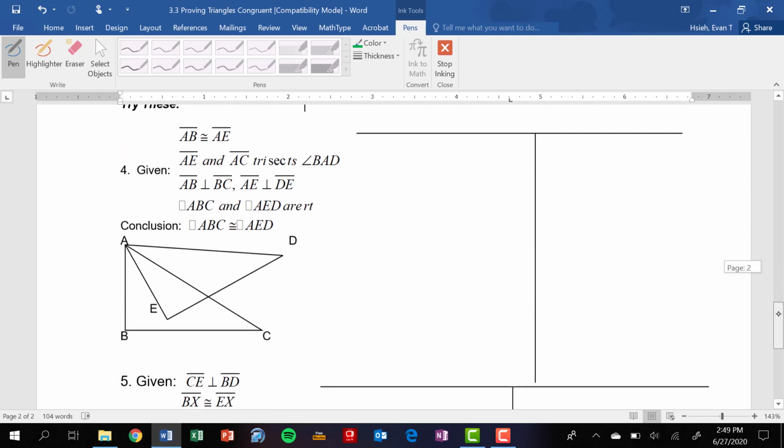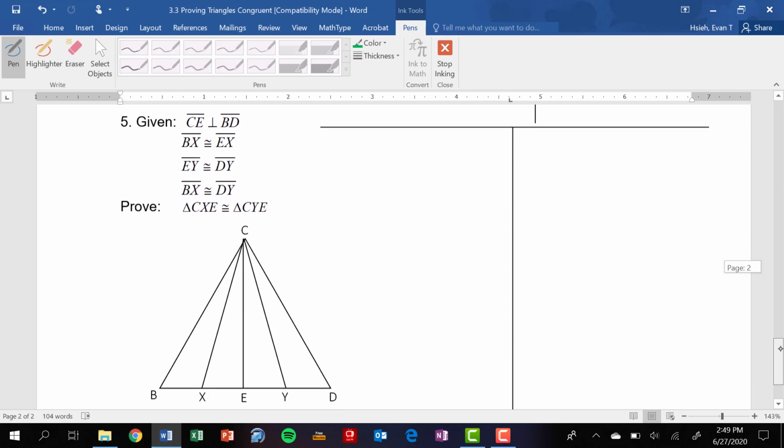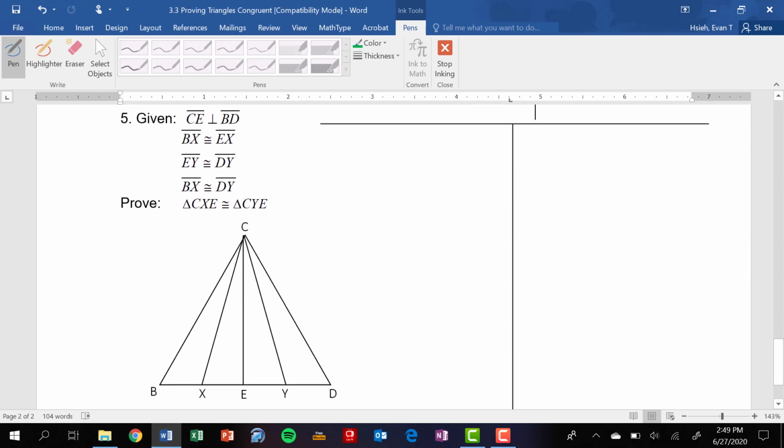Let's jump down to proof number 5, because on the front side, I talked a little bit about transitive property. This actually ends up being one where we have to use a transitive property. So, mark the diagram. First thing, I know that BX is congruent to EX. I know that EY is congruent to YD.